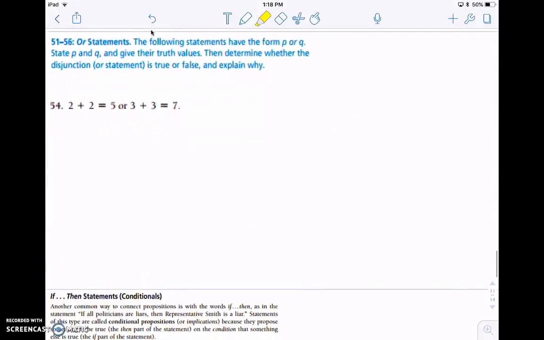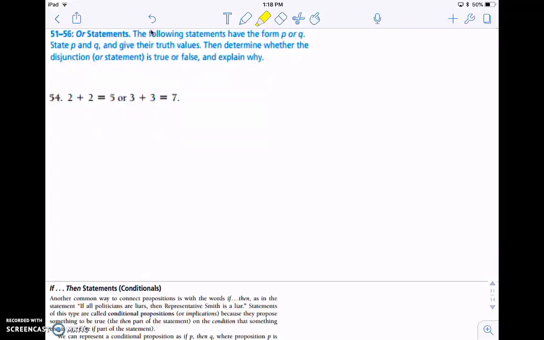Okay, so if we look at an example, the following has the form of P or Q. We want to determine which is P, which is Q, which are two propositions, and then determine whether the disjunction, the or statement, is true or false, and explain why. So we have 2 plus 2 equals 5, we'll call that P, and 3 plus 3 is 7, we'll call that Q.